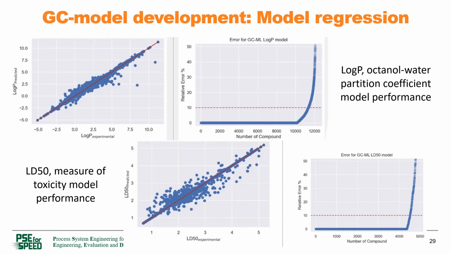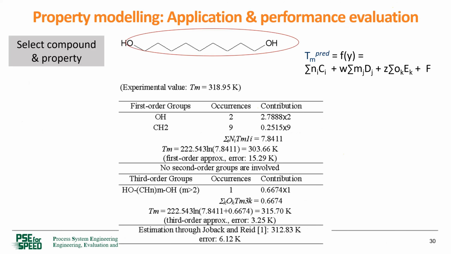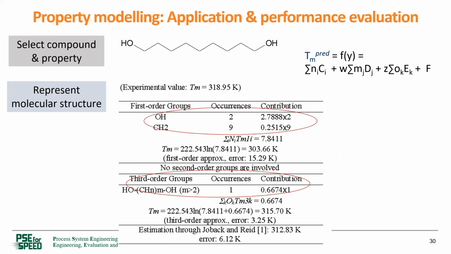Let's see an example of calculation. We have remembered that the first step is to select the compound and the property. This is the compound, and we want to calculate the melting point. We have the model. We describe the groups that are needed to represent this molecule, both first order and third order. Second order is not needed.